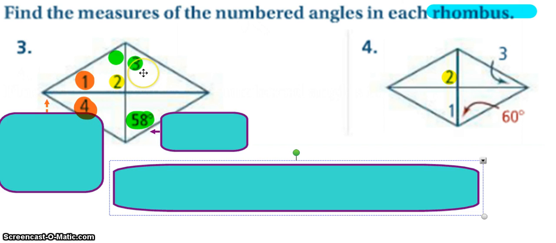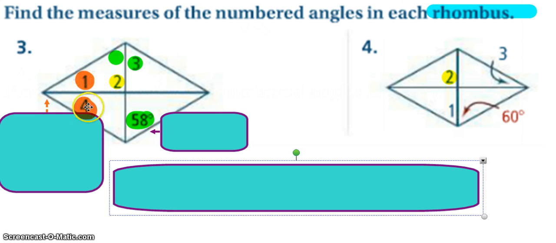Another thing I want to look at is that 3 up here is not an alternate interior angle with 58. However, 3 would be equal to this unnumbered angle right here, and that angle would be an alternate interior angle with 58. So I know that this would also be 58, and because diagonals bisect each vertex, I know that these would be equal, and therefore angle 3 is 58.